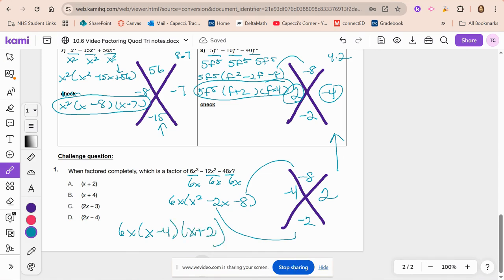All right, but let's see what we said here. Which one is a factor? So I'm not listing all my factors. I'm just listing some. So when I take a look, it looks like x plus 2 is there, right? It's not x plus 4 because I have x minus 4, and these two aren't it. So the answer is letter A.